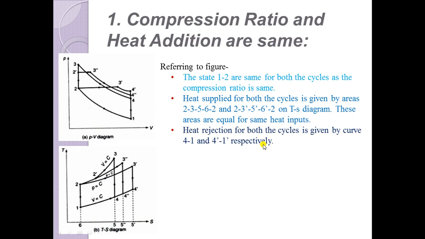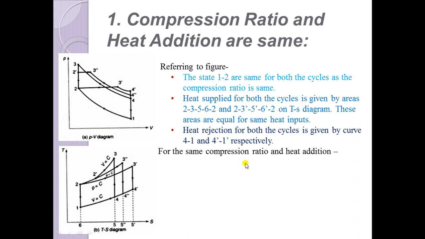Heat rejection for both cycles is given by the curve 4 1 and 4 dash 1 dash respectively. So, heat rejection takes place from 4 to 1. Here you can see in your TS diagram, the process is constant volume, and 4 double dash 1 represents the dual cycle, 4 dash 1 represents the diesel cycle. For the same compression ratio and heat addition, now we see what observations we can make.